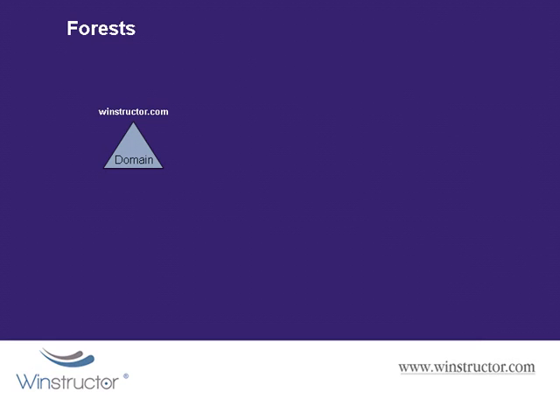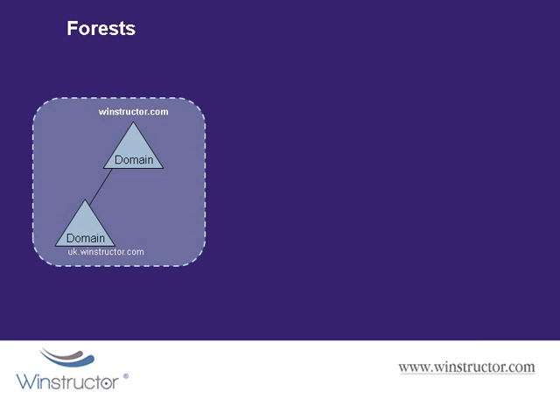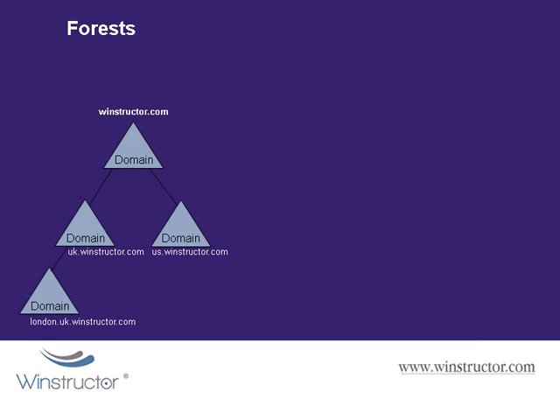Now we have a single domain controller in a domain called winstructor.com, and the forest boundary effectively becomes this area here. We now have a single domain forest. But when we add a child domain to our existing structure, we now have what's referred to as a domain tree, since we now have more than one domain and the child domain branches out from the parent domain, kind of like branches on a tree. So now that we've added a child domain, the forest boundary now becomes this entire area.